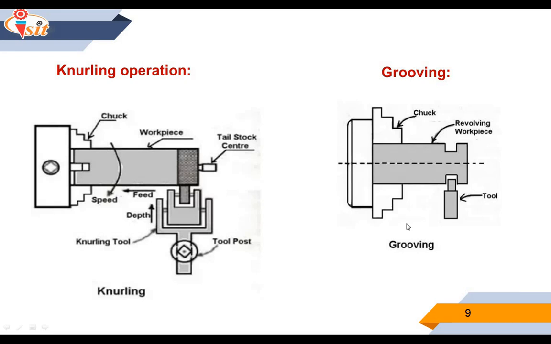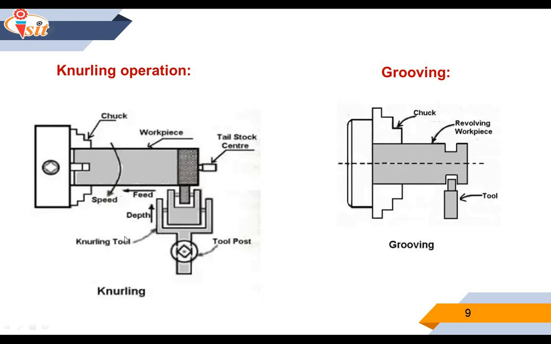Next operation is the knurling operation. As we know, knurling is the operation of obtaining a diamond shape on a workpiece for gripping purposes only. This is done to provide a better gripping surface when operated by hand. It is done using the knurling tool, and the tool consists of a set of hardened steel rollers, and it is held rigidly on the tool post.